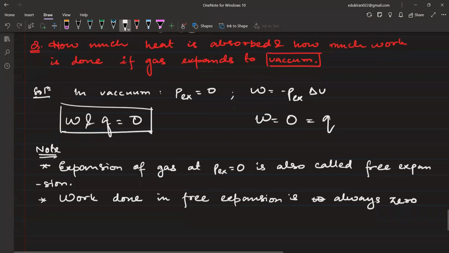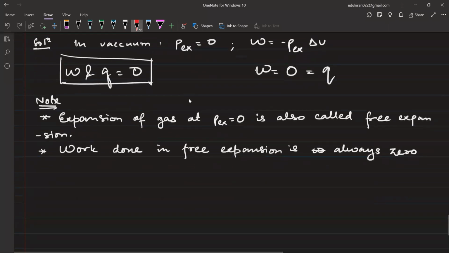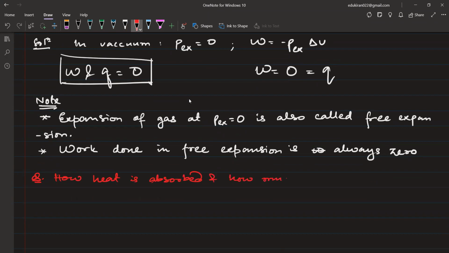ठीक है, इसी में आपके पास same conditions. The question here is how much heat is absorbed, and how much work is done if the expansion takes place reversibly.